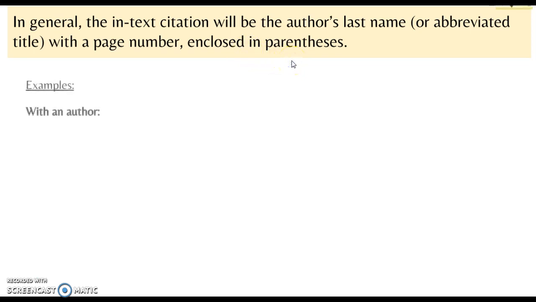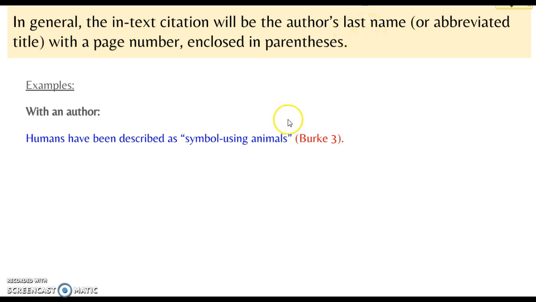So first of all, here's an example of a resource that you have that has an author. So a lot of our books have authors. Some of our websites and the articles have authors. So basically you'll include your quote or you'll include your paraphrase statement, and then after what you've quoted, you just in parentheses write the author's last name and the page number.